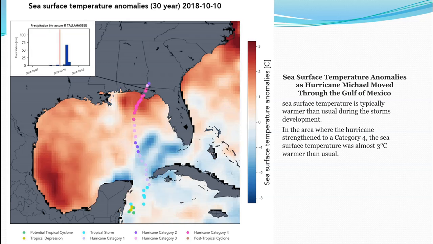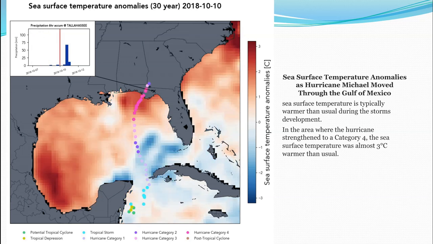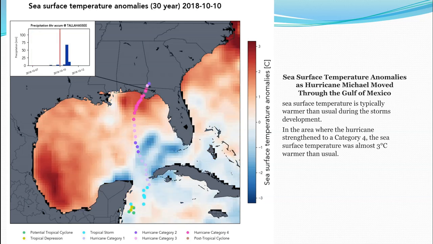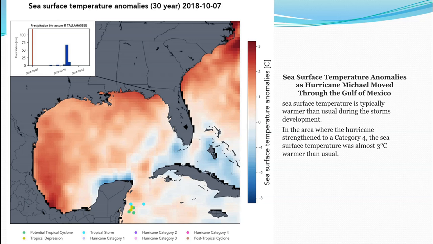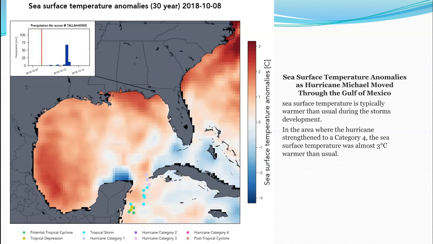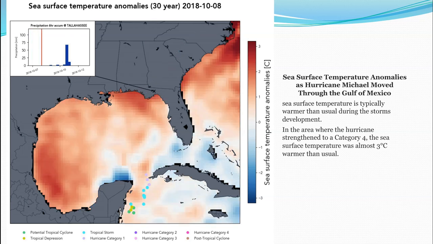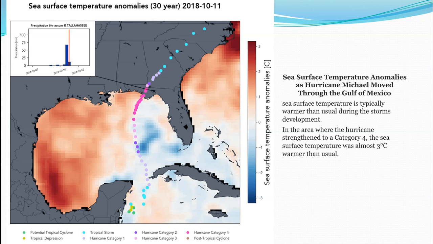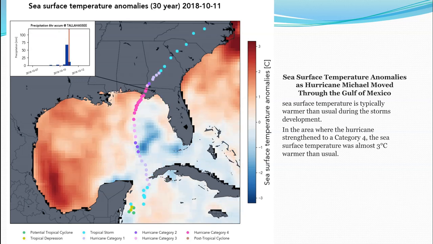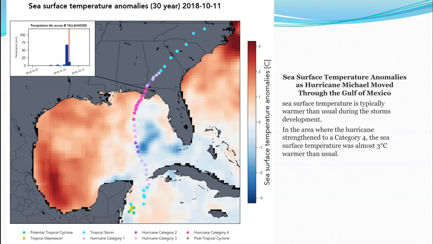I found a couple of these maps showing sea surface temperature anomalies of a couple of hurricanes, and I thought it was really interesting. So this is Hurricane Michael in 2008. This is over the course of a few days in October. And you can watch as the hurricane is forming down south of the Yucatan Peninsula and then moving up into the Gulf of Mexico. The redder it is, the warmer the water is, or at least the warmer the water is than normal. So these are our temperature anomalies. These are warmer than normal spots, and the blue is colder than normal spots.